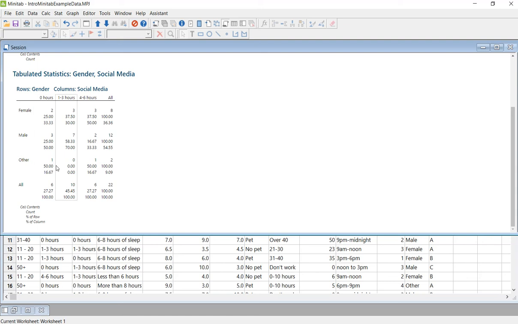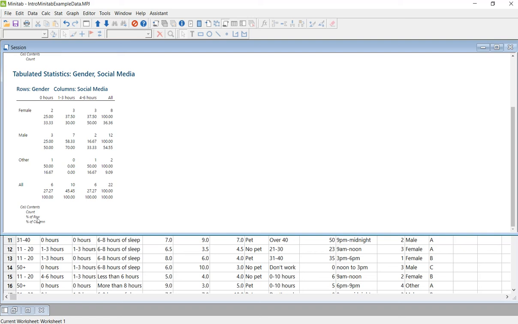But then, because there was a low number of people who identified as other, you actually have 50%, which seems really high. But that's where you have to acknowledge that, yes, it says 50% of people who identified as other spent 0 hours on social media, but there were only 2 of them, so it doesn't really tell you a whole lot.